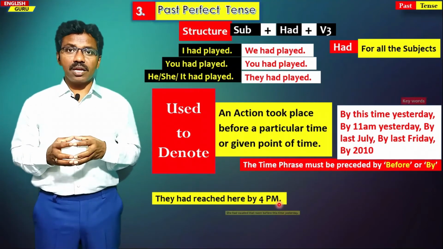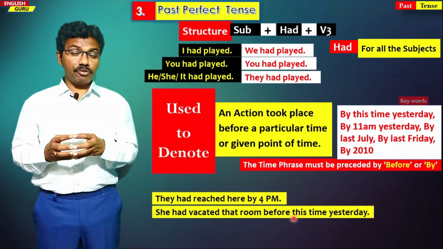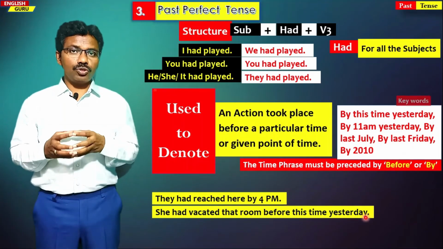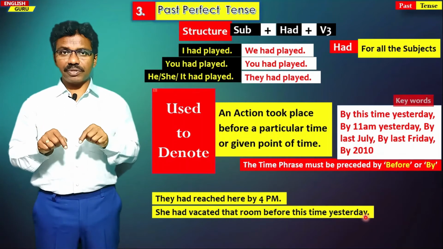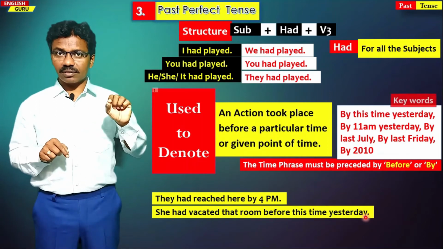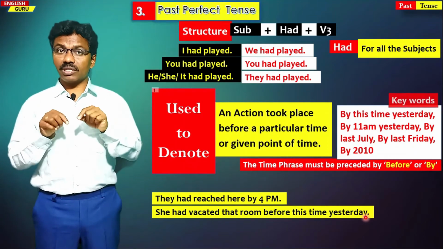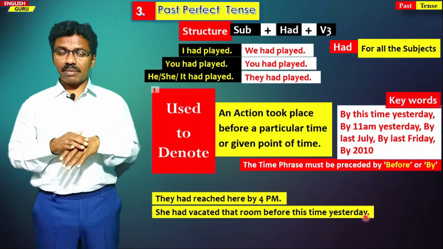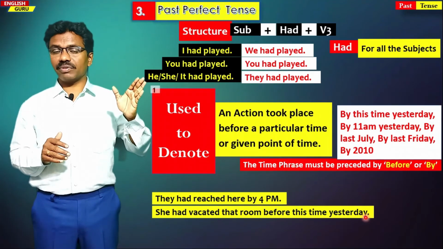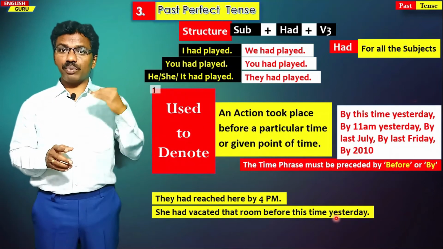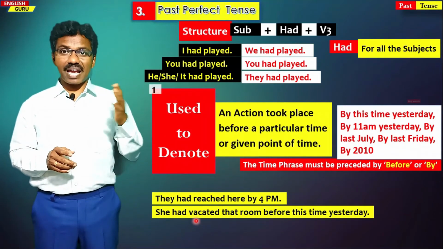In the next sentence, she had vacated that room before this time yesterday. You are talking about this particular activity. She had vacated that particular room before this time. So by this time she had already completed that activity. That's the reason you are saying that she had vacated that room before this time yesterday.